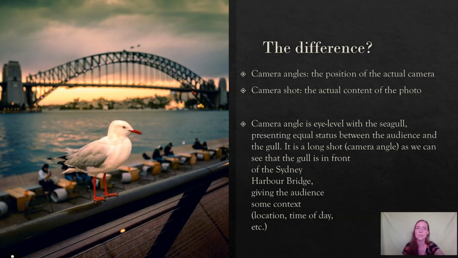So what is the difference between camera angles and camera shots? The camera angle refers to the actual position that the camera is in, whereas the shot is looking at the content more. So in this example here with the seagull, the camera angle is eye level with the seagull, presenting an equal status between us as the audience and the seagull. However, it's got a long shot camera angle, so that we can see the gull is in front of the Sydney Harbour Bridge, which gives us, as the audience, some context. We can see the location, the time of day, all those sorts of information for us to make sense of the image.